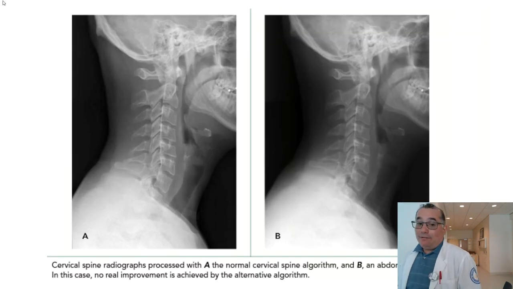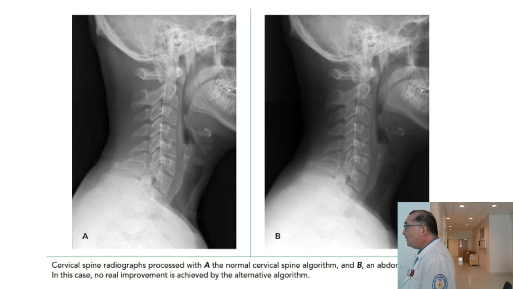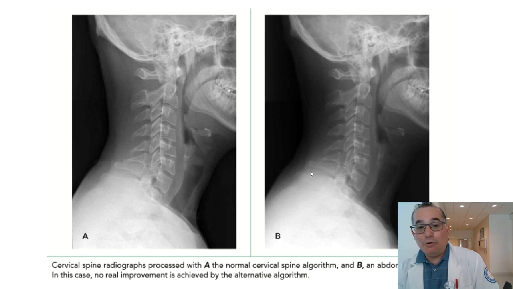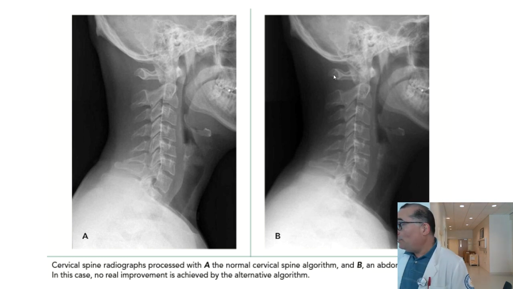Here's an example. Again, it's hard to say which one's better, which one's worse. When I look at this, I still have to read the bottom because it's even hard for me to tell that A was a normal cervical spine algorithm and B, they used an abdomen. I guess the one on the right is a little bit dark. The spinous processes, these parts back in here, are a little bit harder to see. They're darker. But otherwise, if I walked in and just saw this one image on the screen, I might be okay. Not too bad. Probably lighten it up anyway, right? With your level.